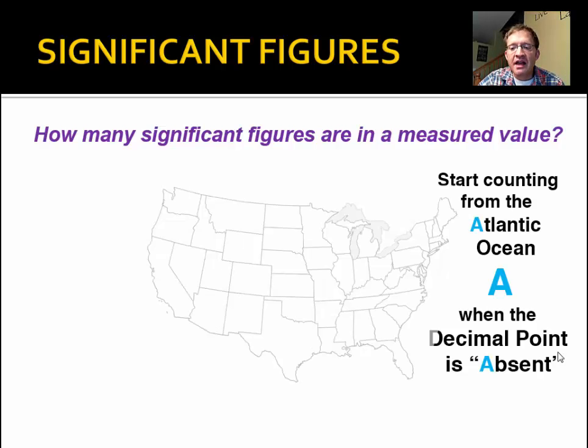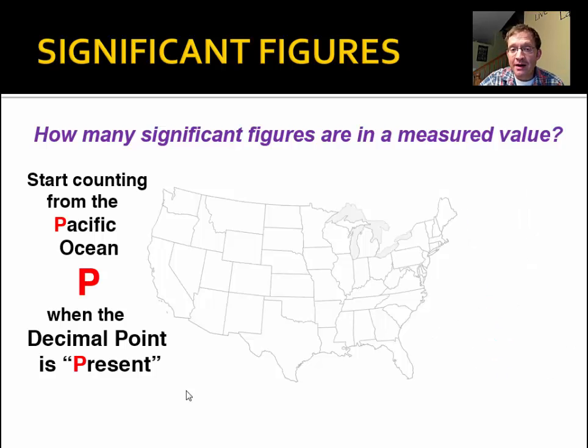The first idea would be that if you have a decimal point absent in your value. In other words, if you're looking at a number that does not have a written decimal point, then you'll start counting significant figures from the Atlantic side of the value. In other words, from the right side of the value. So if we look at a number and figure out how many significant figures it has, the easiest way to think about it is: is the decimal point absent, or is the decimal point actually written and present? If it's absent, you'll start from the right-hand side, or the Atlantic side of the number, and start counting from there. And I'll show you an example in a moment.